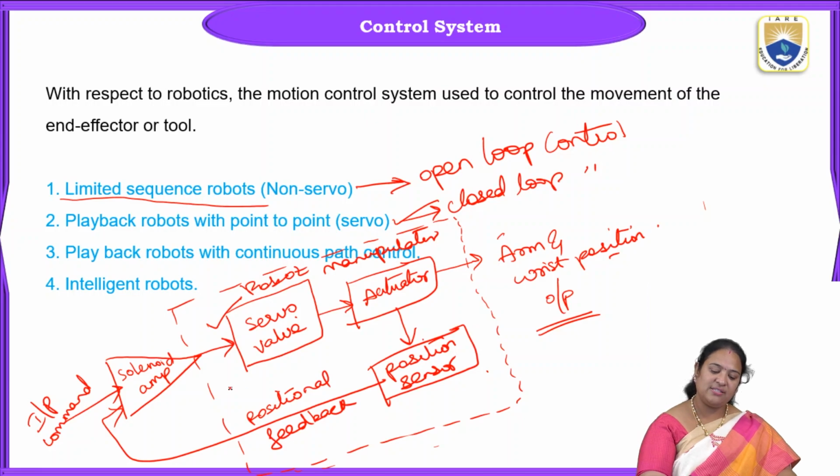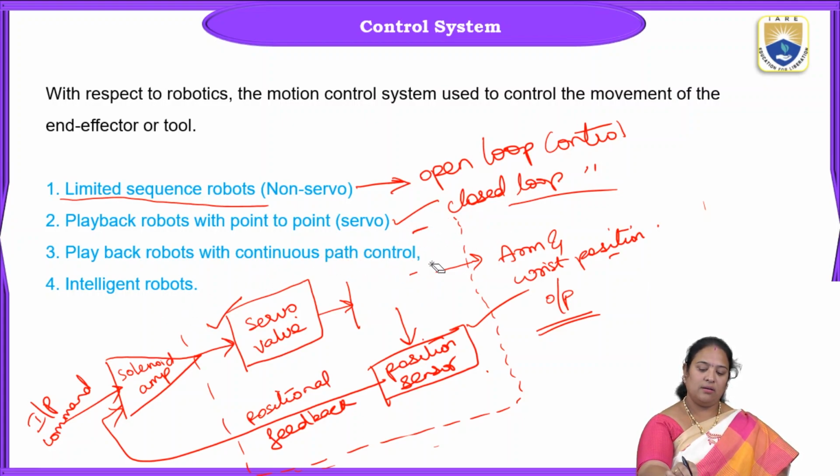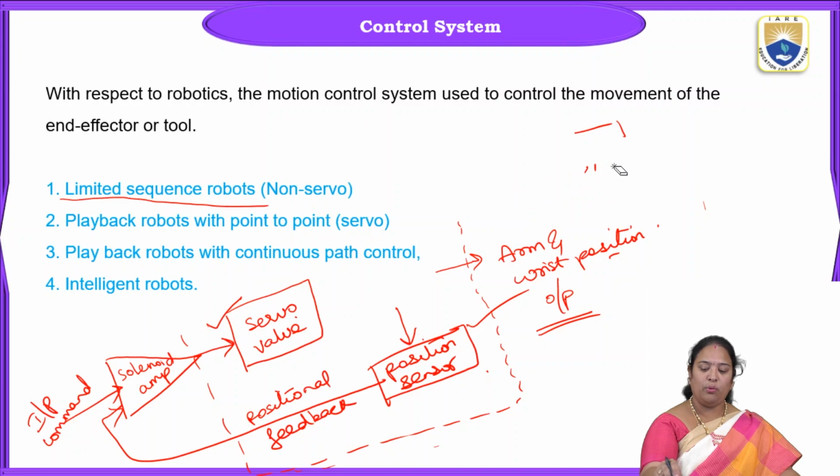When there are any errors, this type of control system is used. Generally in large productions, where bulk production is being done, some errors can occur. So we cannot directly produce that product with the errors. We need to rectify the errors and give a final accurate output. That will be done with the help of a servo controller, that is a closed loop control system. Clear? So this is about the servo and the non-servo control systems. Next, moving on to the point-to-point control system.